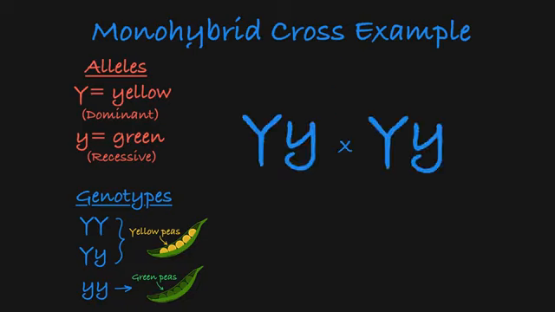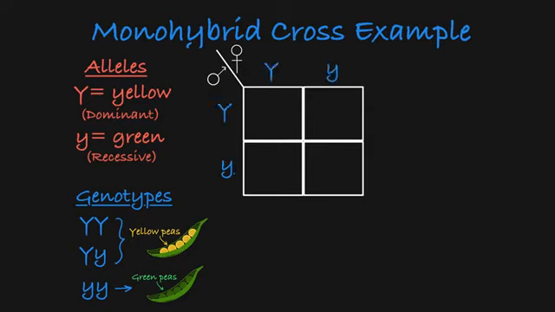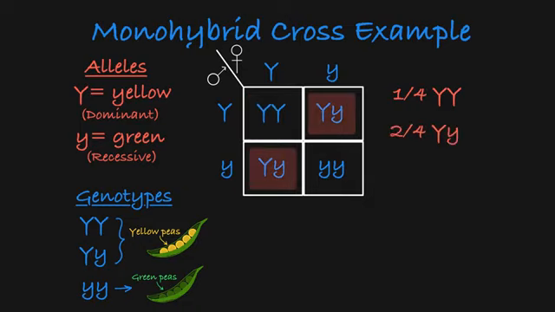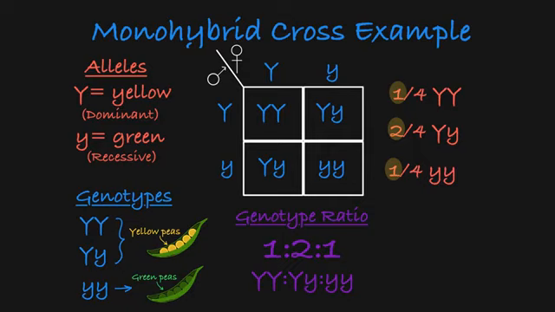So you have two parents that are heterozygous, and you want to predict what genotypes and phenotypes their offspring will have. When you set up a Punnett square for this cross, we can see that 1/4 of their offspring will be homozygous dominant, 2/4 or 1/2 of their offspring will be heterozygous, and 1/4 of their offspring will be homozygous recessive. This genotype ratio is a 1:2:1 ratio, which will be what you expect for every typical monohybrid cross.